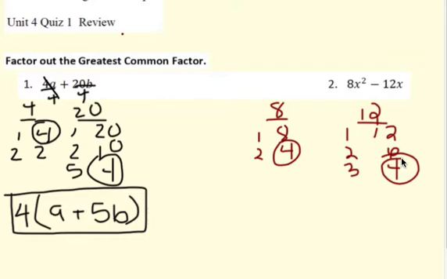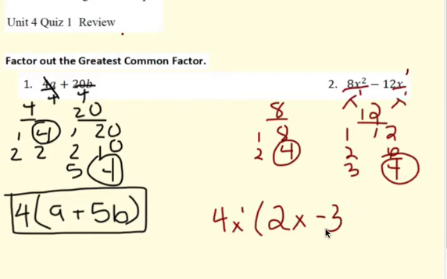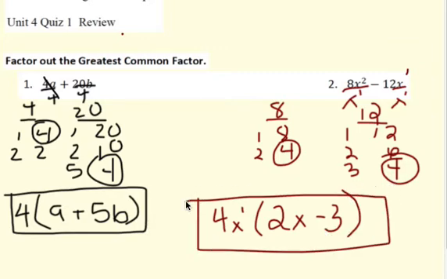Now I see that in number 2 I have x squared and I have x, which means x to the first is my smallest amount of x's in each term. So I can take x to the first out of each term. So I'm going to take out 4 and then x to the first. Now I'm dividing each of those by 4x to the first. So 8 divided by 4 is 2. x squared divided by x to the first is just going to leave me with x. Negative 12 divided by 4 gives me negative 3, and x to the first over x to the first is going to cancel out. So this right here is your final answer for number 2.